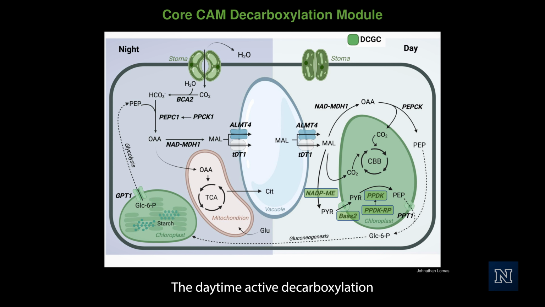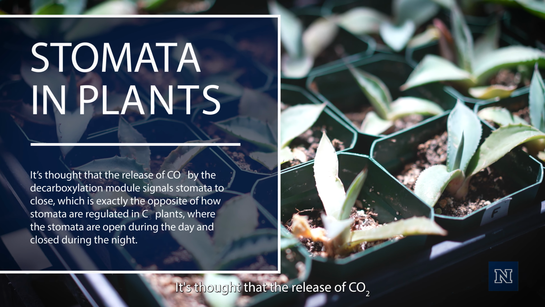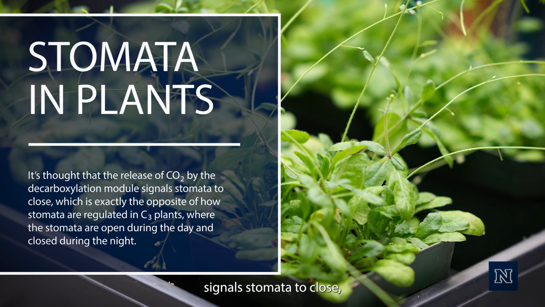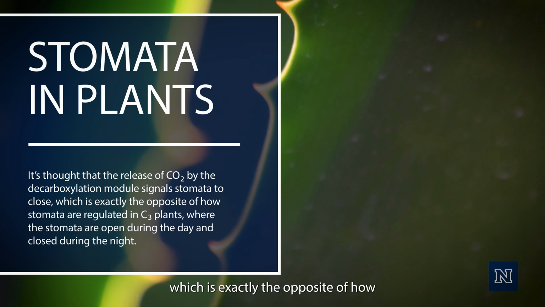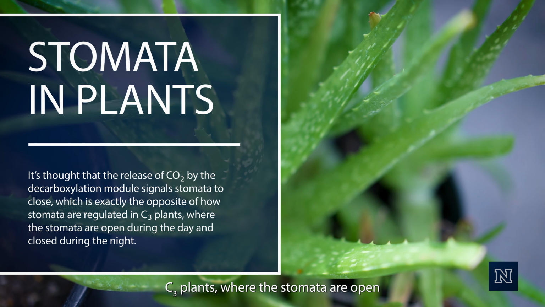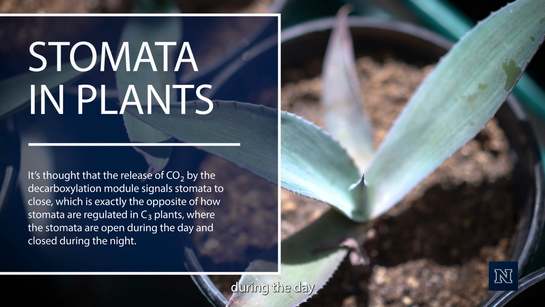The daytime active decarboxylation releases carbon dioxide from the vacuolar malate that was stored in the previous night. The resulting pyruvate is then reconverted back to phosphoenolpyruvate to begin the CAM cycle anew. It's thought that the release of CO2 by the decarboxylation module signals stomata to close, which is exactly the opposite of how stomata are regulated in C3 plants, where the stomata are open during the day and closed during the night.